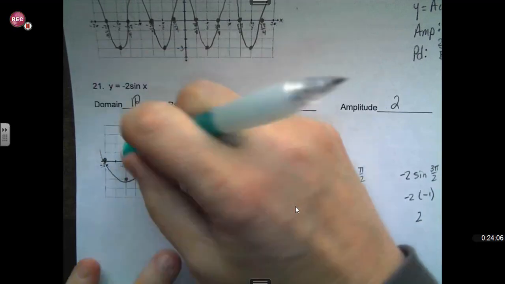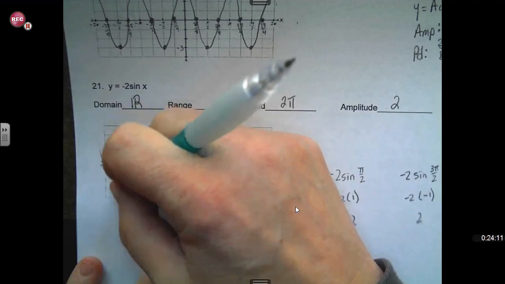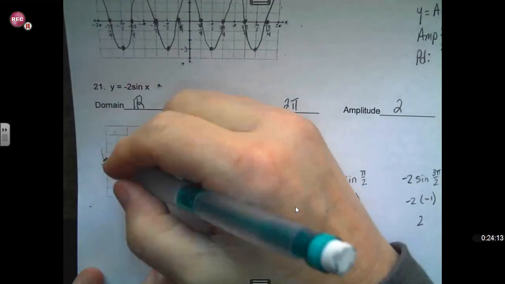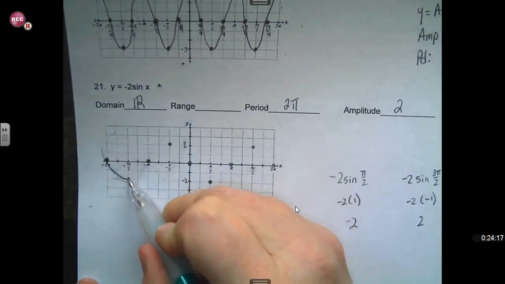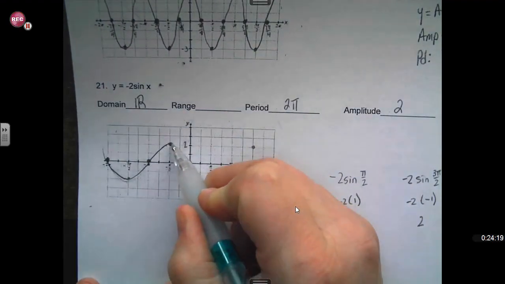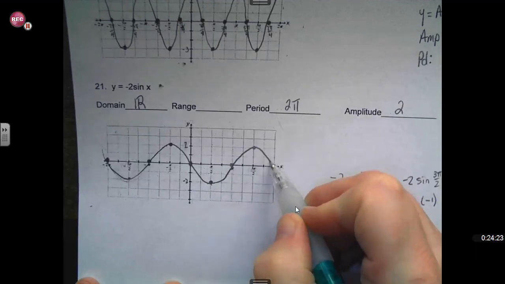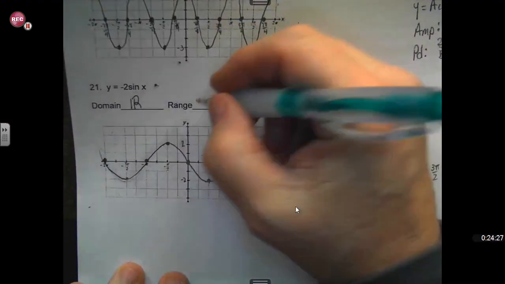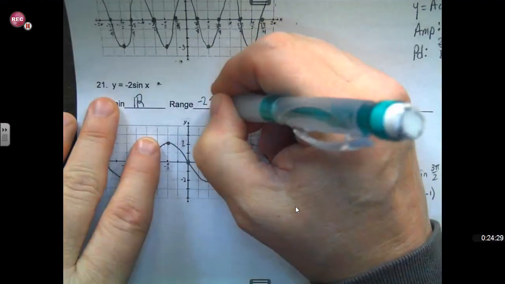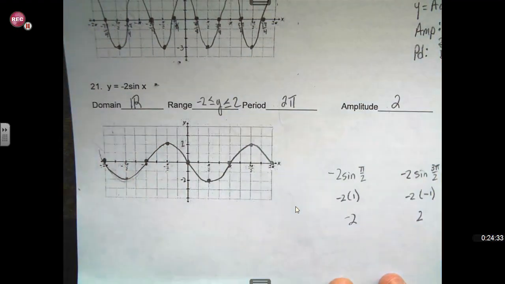Oh my, I really missed the boat there on that one. Let's do that again. There we go. And that's what that looks like. In the range, negative 2 is less than or equal to y is less than or equal to 2. And that is the test.